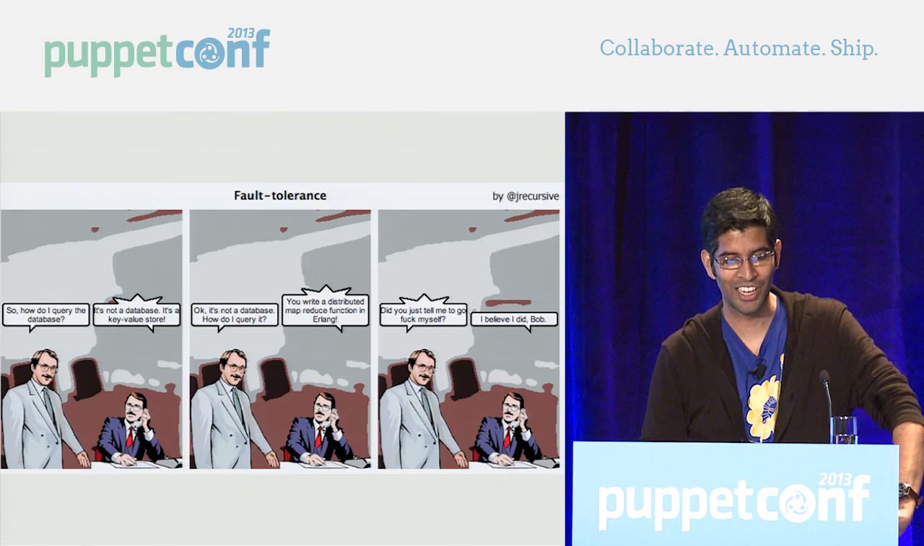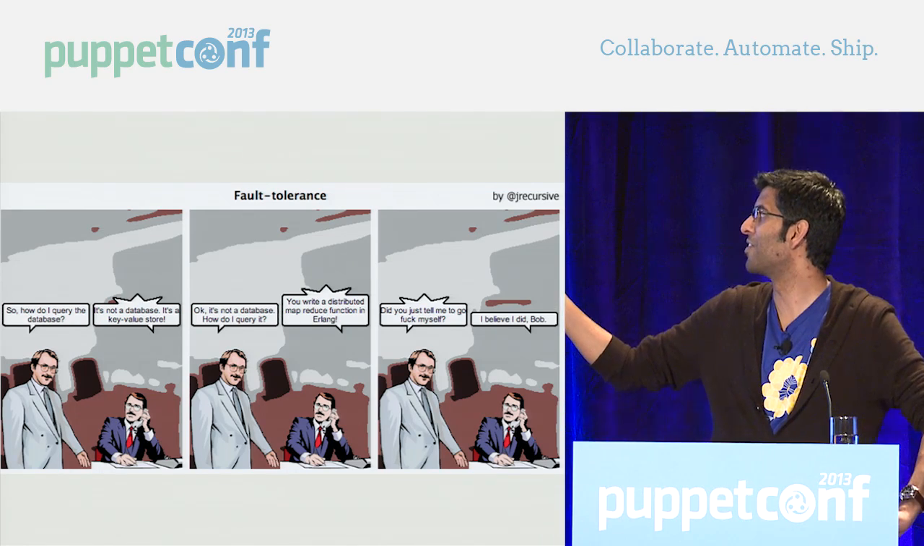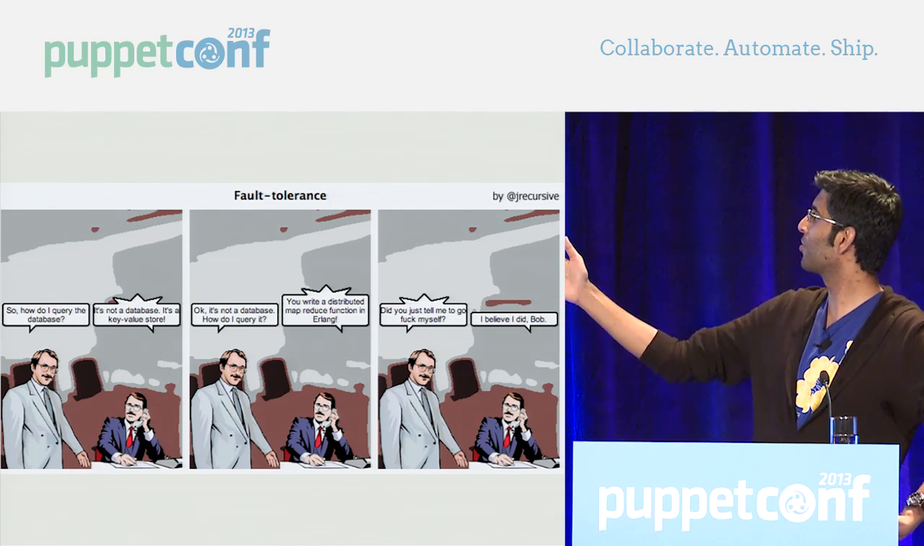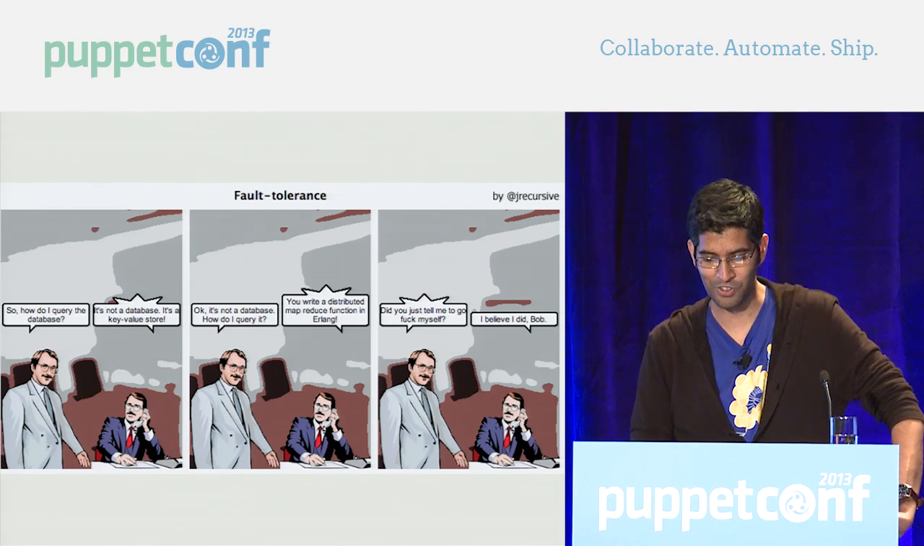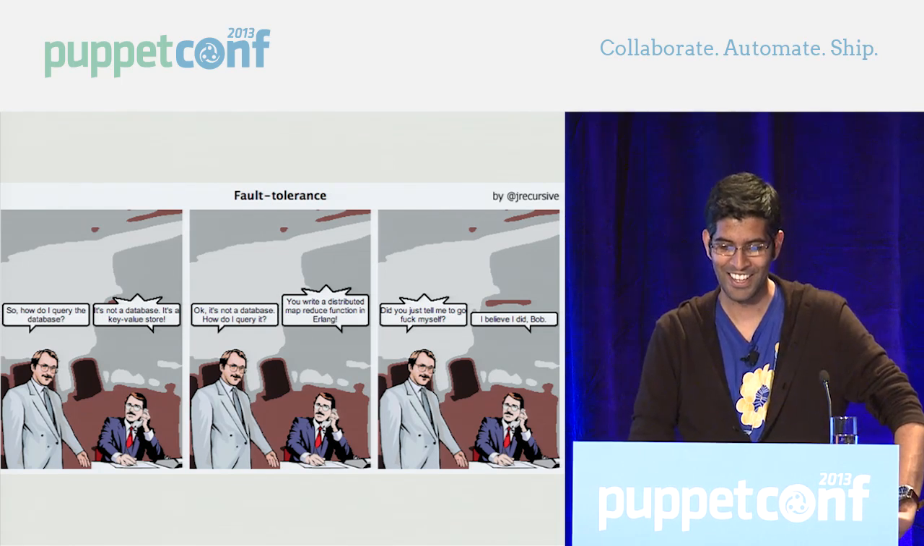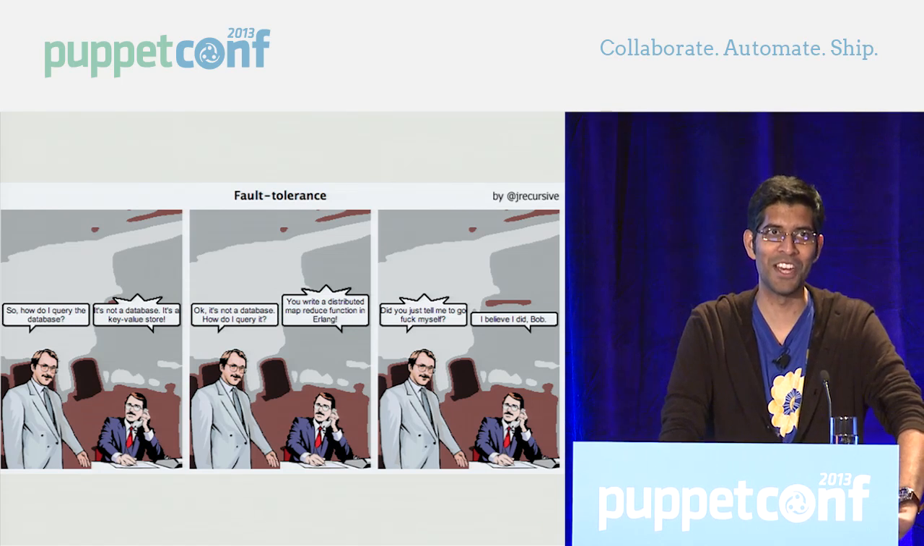I love this comic. This guy's like, so how do I query the database? It's not a database, it's a key value store. Oh, it's not a database, how do I create it? Well, you just write a distributed MapReduce function in Erlang. He goes, did you just tell me to go fuck myself? I believe I did, Bob.